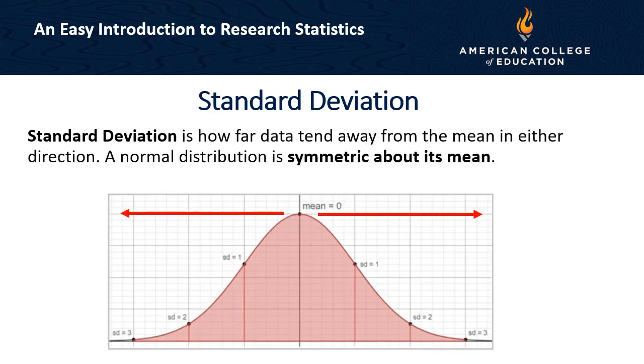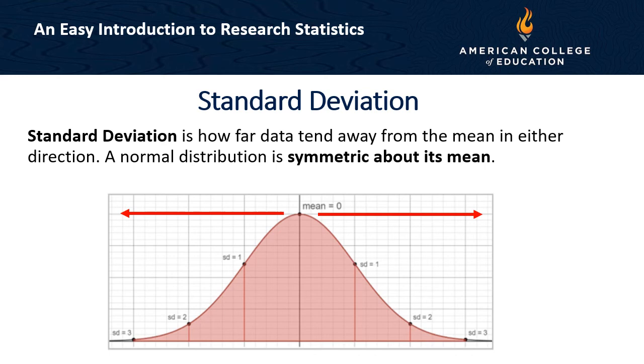In a normal distribution, we often want to calculate what's called the standard deviation. The standard deviation is how far data tend away from the mean in either direction. In a normal distribution, standard deviation is symmetric about its mean. In this example, the mean is at 0, and one standard deviation is represented to the left, and one standard deviation is represented to the right, which means there's generally an equal number of data points that are less than the mean and an equal number of data points that are greater than the mean.